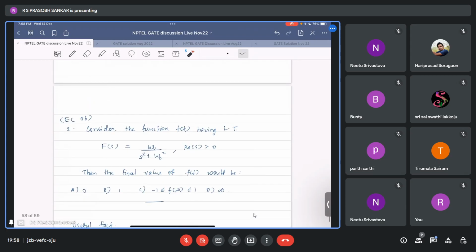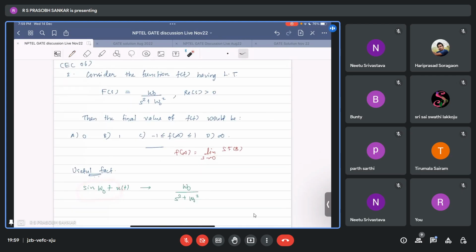Any guesses? This is the signal f of s, and we need the Laplace transform. What is the final value? By the theorem, f of infinity will be the limit of s going to 0 of s f of s. If we put s going to 0, what is the final value basically? Any guess?